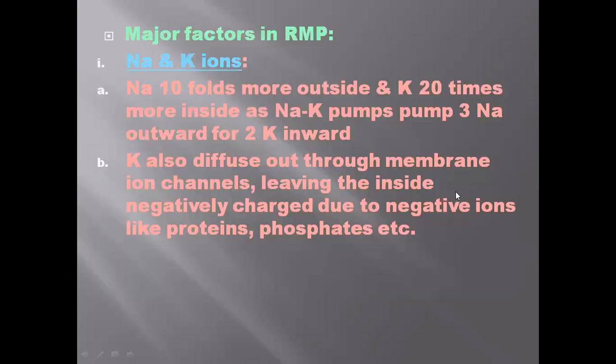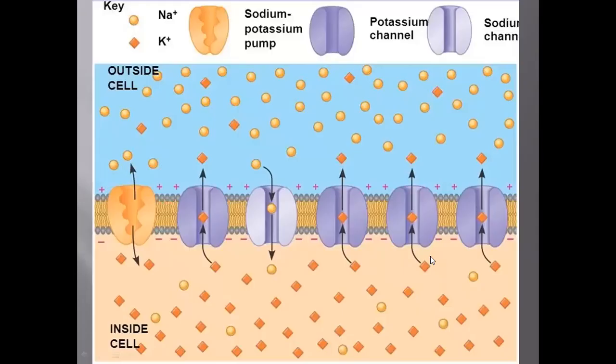The major factors in the resting membrane potential: sodium is 10-fold outside and potassium is 30-fold inside. Sorry, I wrote 20 here by mistake. This is 30, this is not 20, okay? As the sodium potassium pump works, 3 sodium move outward for 2 potassium which come inward. The potassium also diffuses through the membrane ion channels, leaving the inside negatively charged due to negative ions like amino acids, RNAs, proteins, phosphates, etc.